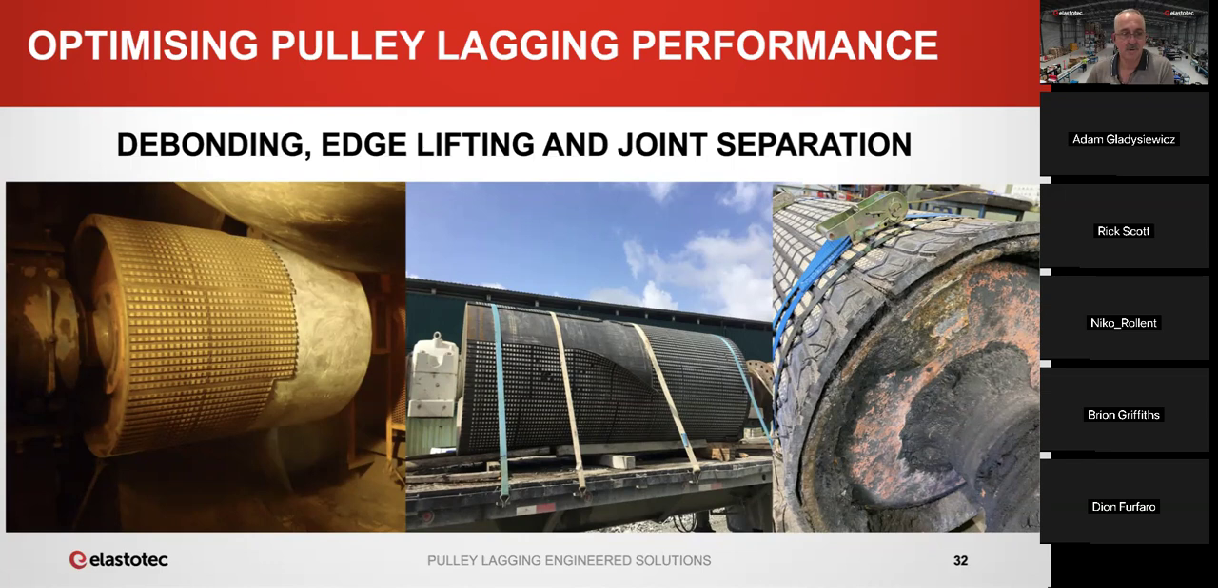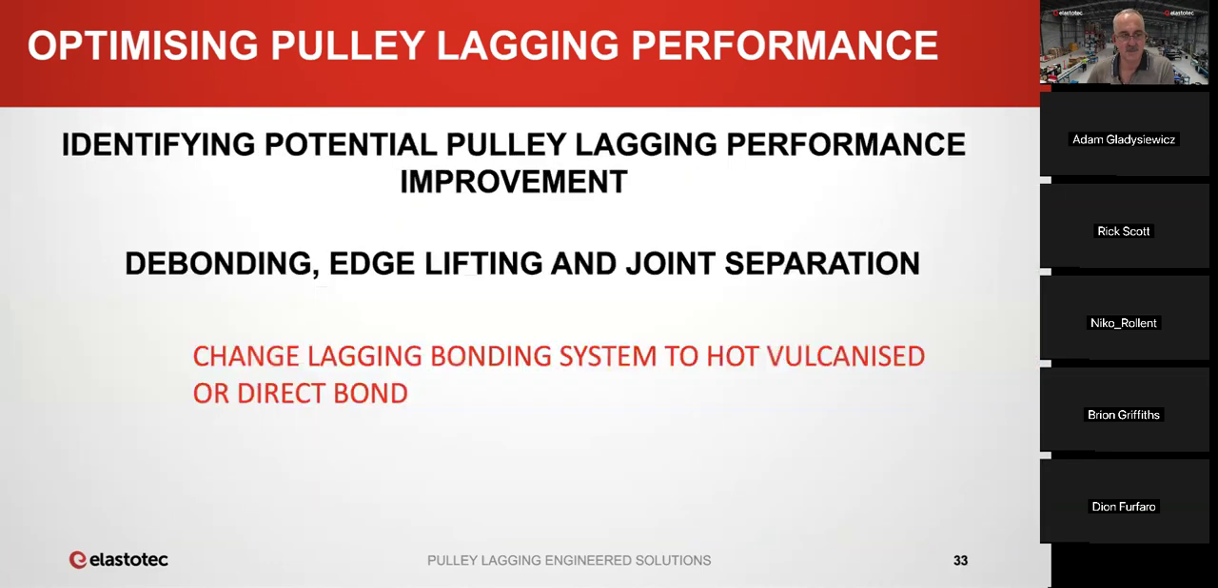The solution for eliminating this problem of separation of lagging from the shell is pretty simple. The bonding system needs to change to either hot vulcanized or to direct bond. And the reason those two systems eliminate the problem is they both have much higher bond strength. So cold vulcanized, you're typically talking about 12 newtons per millimeter. Hot vulcanized is typically double that, and direct bond is much higher than hot vulcanized.